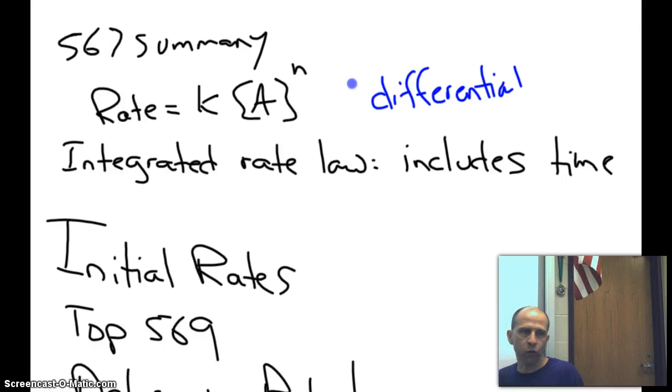This is what we call the differential rate law. And it's what we normally just call the regular rate law usually. There is a form called the integrated rate law that has time in it, and we'll deal with that later. So the one problem that I need to teach you how to do is the problem of initial rates. And the reason that we use the rates right at the start is also summed up on 567.